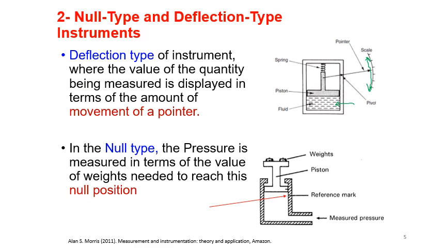But in the nil type, we don't care about the value. We have a certain reference, as you see here. I'm talking about this reference. What we care about is whether we reach that reference value, which we call the nil position, or not. Once we reach it, it's considered that the sensor is feeling the quantity. I don't care about the value measured. I care about whether I reach this position or not.